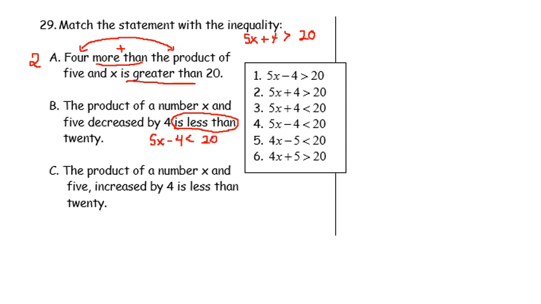So that one right there would be 4. And then the product of a number x and 5, so that would be 5x, increased by 4, so plus 4, is less than 20. And that one right there would be 3. So 2, 4, 3.